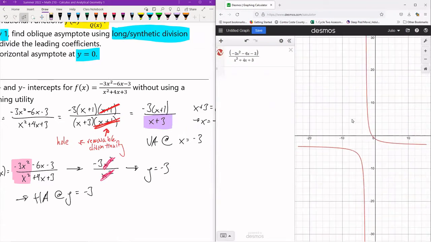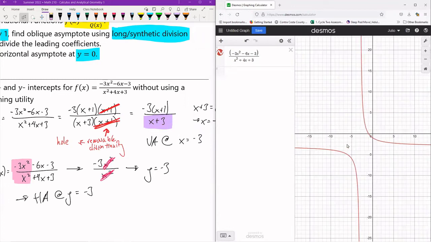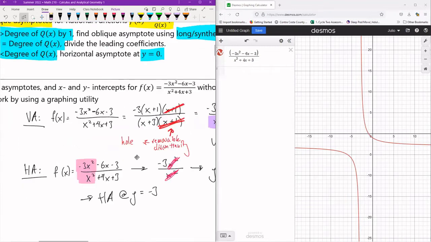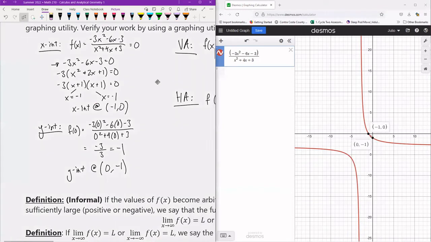This is the actual graph, right? So there's a couple things I want to note here. First of all, let's take a look at our x and y intercepts. Our x-intercept is going to be at -1. That looks like -1. And then our y-intercept is going to be at 0, -1. There's the other one. Cool.